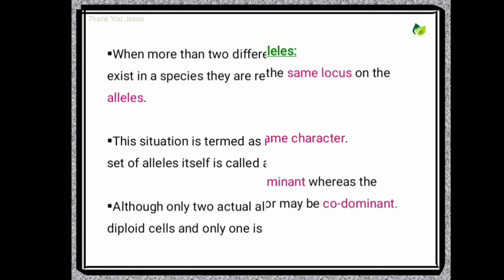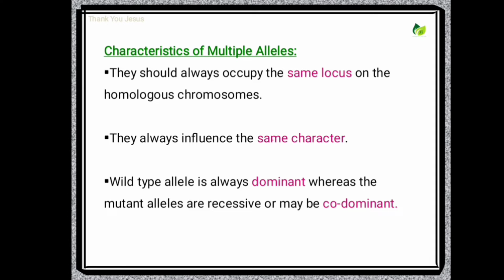Let's see the characteristics of multiple alleles. Multiple alleles have some characteristic features. Let's see that. They should always occupy the same locus on homologous chromosomes. So, they always influence the same character. Okay, so they belong to the same gene and they belong to the same character. The wild type allele is always dominant, whereas the mutant alleles may be recessive or may be codominant.